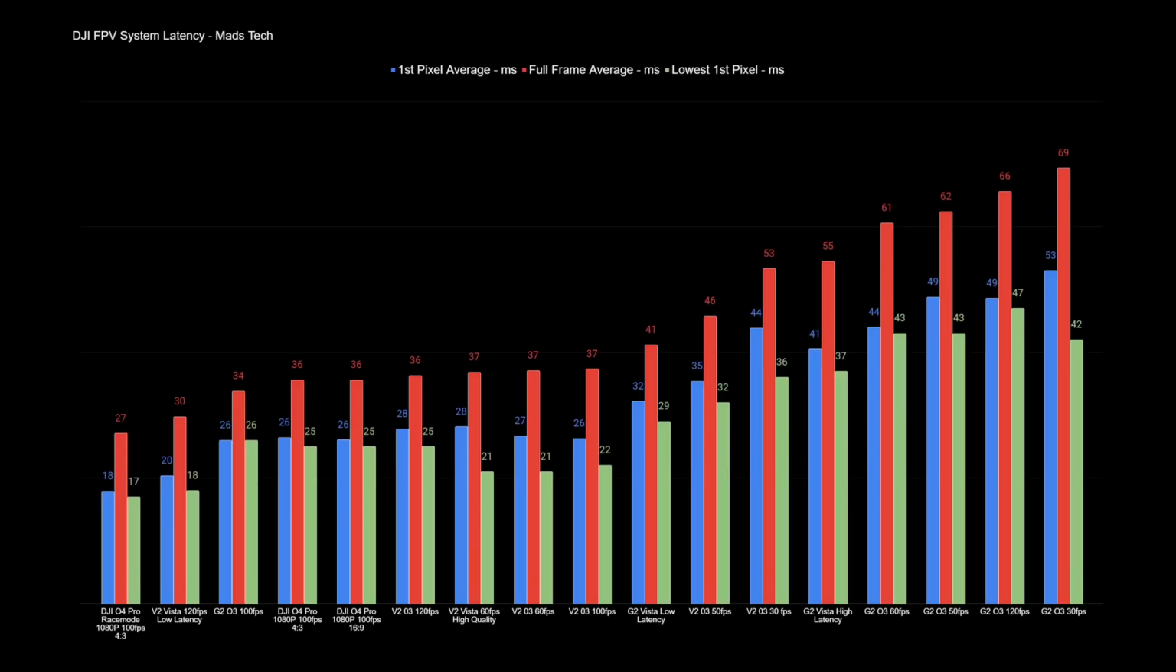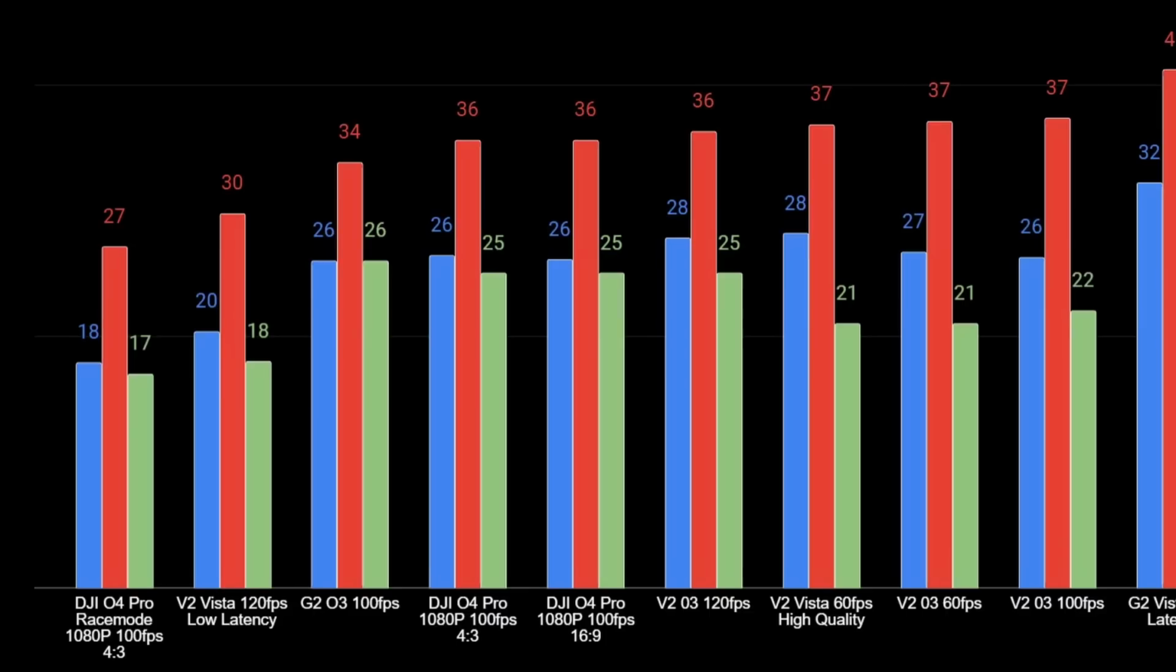What's quite interesting, though, is if you look at these latency numbers and compare them to what we had on the V2 system, on the Vista or the original ear unit, race mode latency numbers are actually very much the same. Basically, with race mode on O4, DJI have given us back what they took away in O3, which was the low latency mode that we had on the original DJI FPV system.